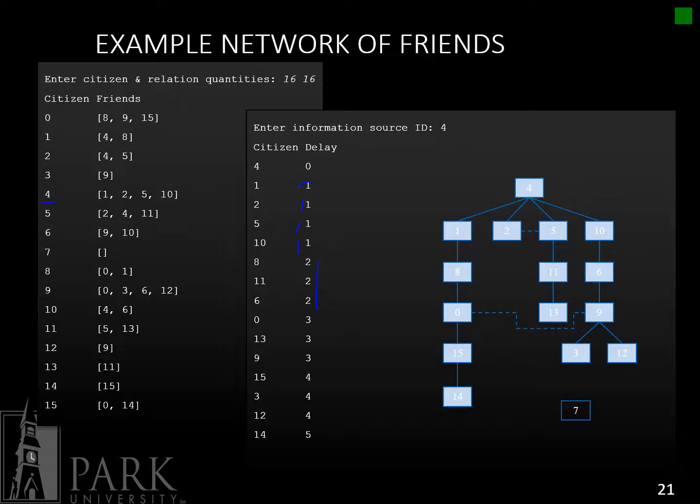Now poor 7, you can see them right there. They never get told because, well, they're kind of loners and they don't have any friends. So poor 7 doesn't get told any information about what's going on.